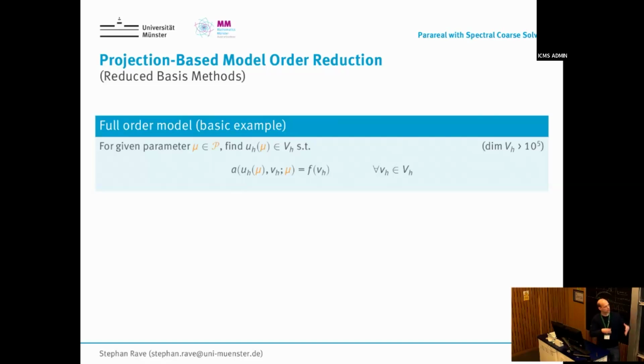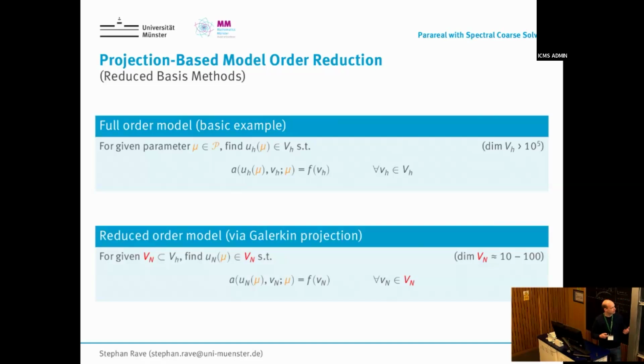And then this would be my full order model, a finite element discretization. Maybe I could also formulate this in the analytical setting, but in practice it has to be a discrete formulation, so a very high dimensional finite element space. And now I want to solve this problem quickly for many parameters, and doing this with the finite element model is just too expensive. So I want to have a reduced order model for that. And what I do in reduced basis methods is super simple. I just pick a smaller space, do Galerkin projection onto the smaller space, and I have my reduced order model.